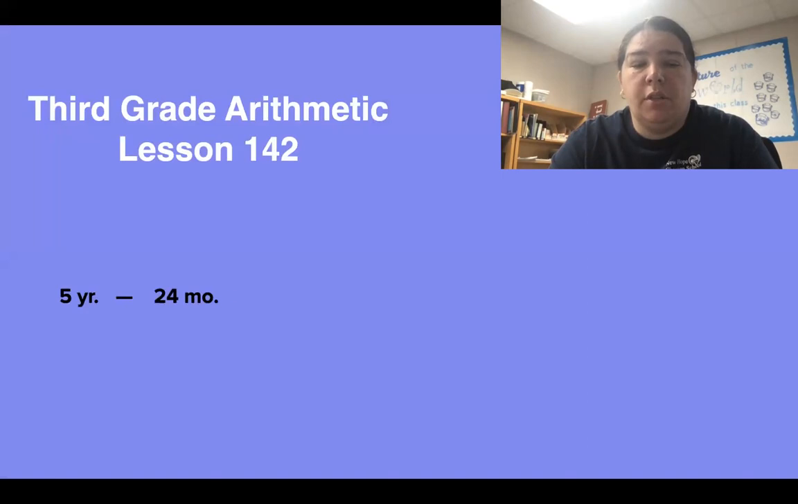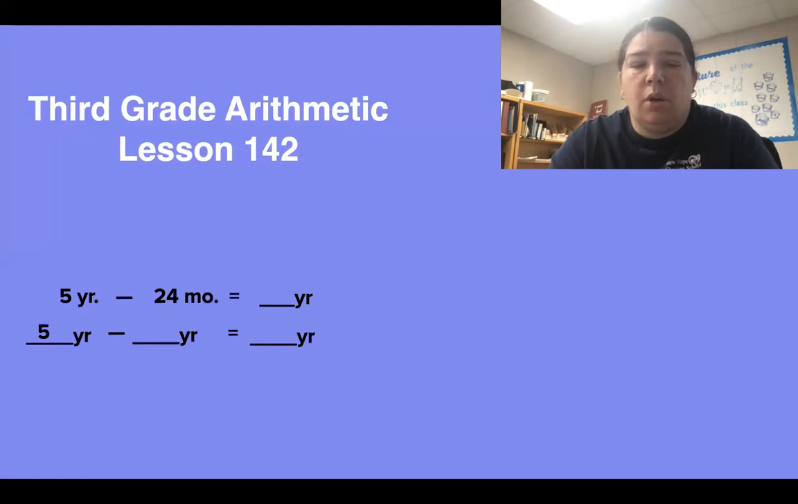We have 5 years minus 24 months equals how many years? So remember, the first thing you're going to do is take your answer and make all of the rest of the problems with that same answer. So they're asking for the answer to be in years. So everything changes to years. And we already have 5 years, so we can fill that in.